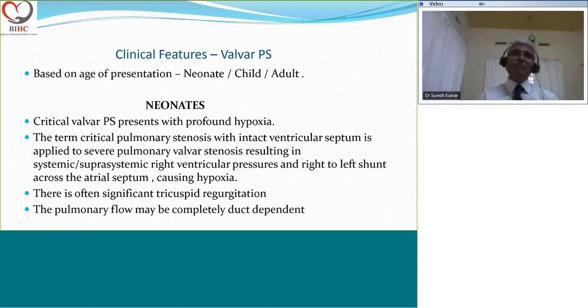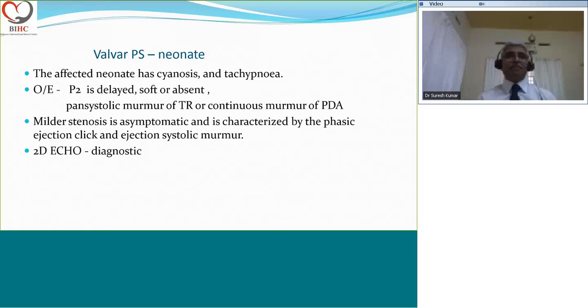There is a right to left shunt across a PFO which may be sustaining life, because to maintain cardiac output, this right to left shunt is crucial. And pulmonary arterial flow itself is maintained by a persistent ductus. Tricuspid regurgitation is common in this. And the affected neonate obviously has cyanosis and tachypnea.